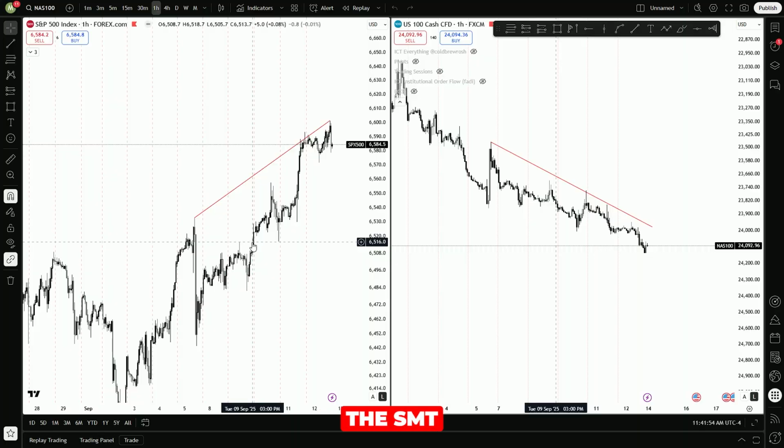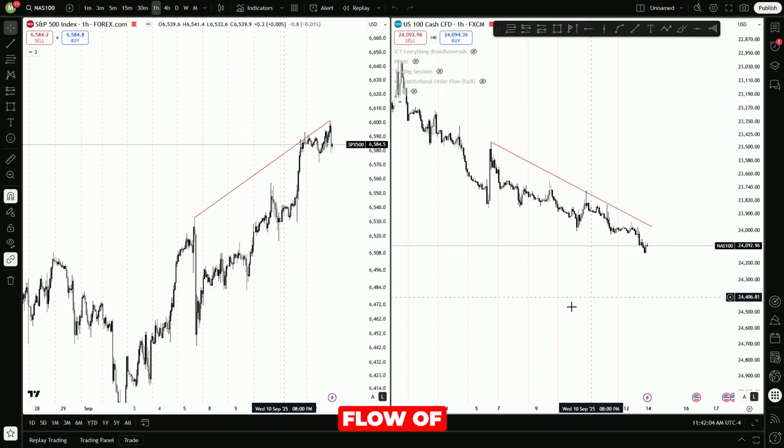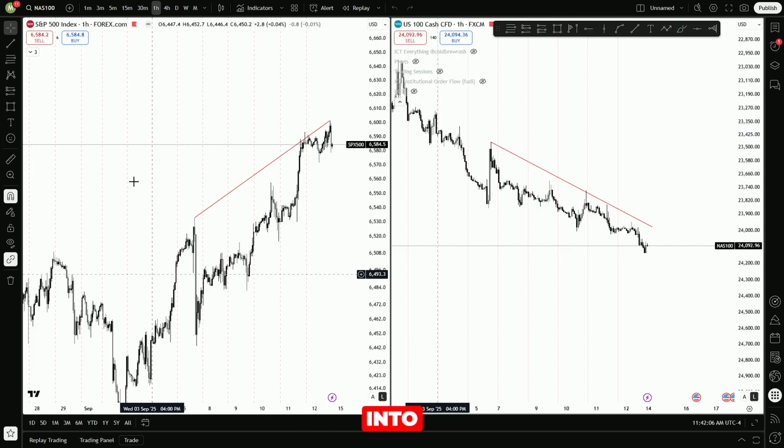The simple meaning of the SMT is that one pair is going to move toward the upside while the other will move toward the downside. It means the whole money flow of this pair is shifted into this pair by the market. The main reason of the SMT is that one pair's liquidity is moved toward another pair's liquidity, and that's why the smart money technique happens.